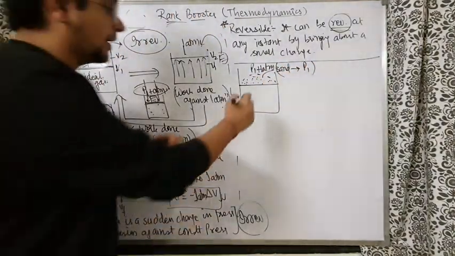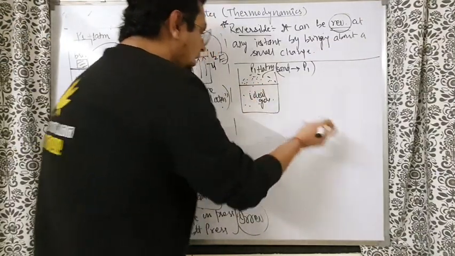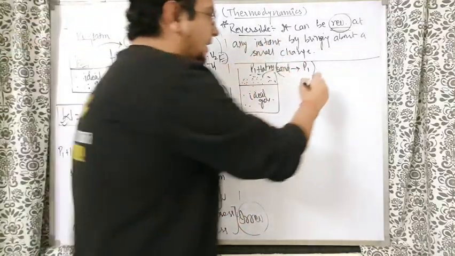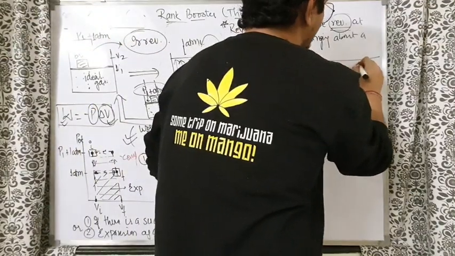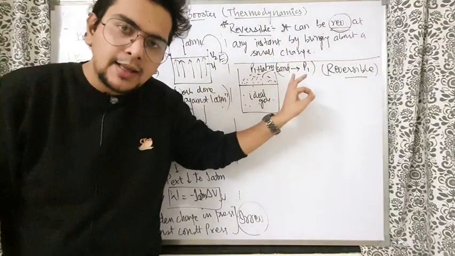Let's see what will happen here. Again, here we have an ideal gas. So understand what I am going to do now in the case of the reversible process. How to make this process reversible. So understand the idea. I will take one sand particle and I will remove it.